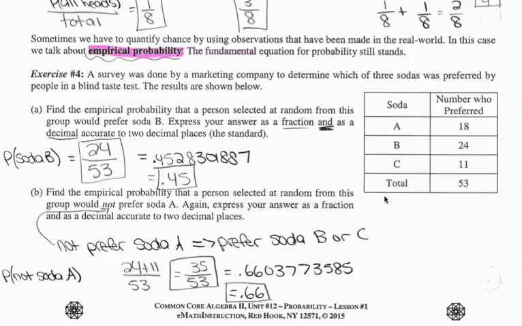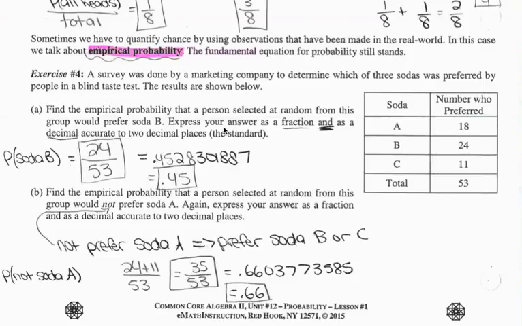So the results are listed right in here. There's soda A, B, and C, and then the number of people that preferred each one, with a grand total of 53 people involved in the survey, in the blind taste test. Find the empirical probability that a person selected at random from this group would prefer soda B. So we're looking for the probability of preferring soda B. So we come over to our table. We see that there are 24 that prefer it. So it's 24 over 53. That fraction is as reduced as it's going to be, so that's our probability.